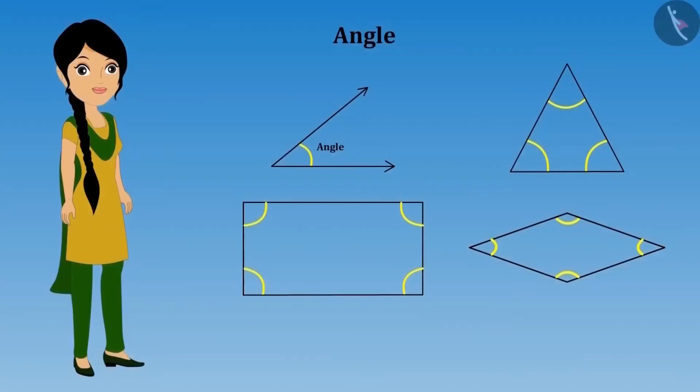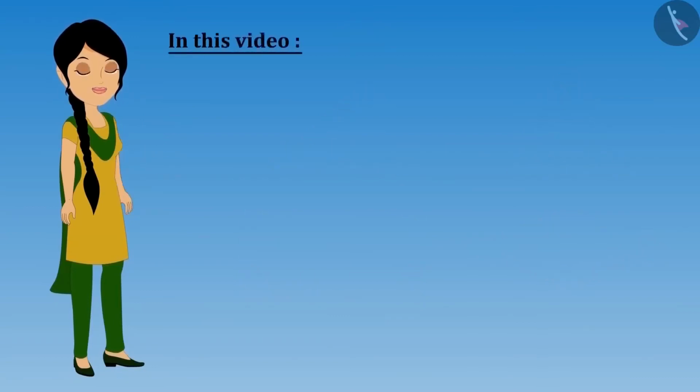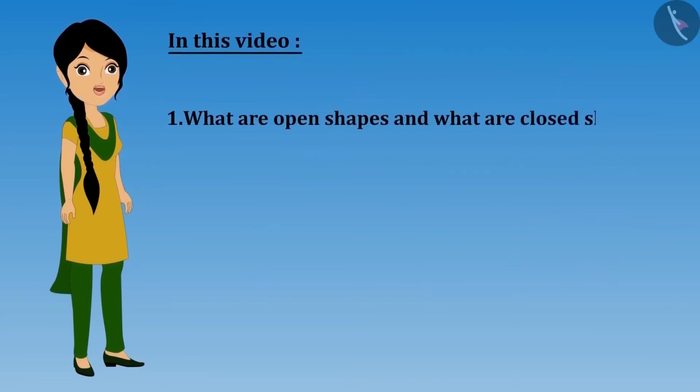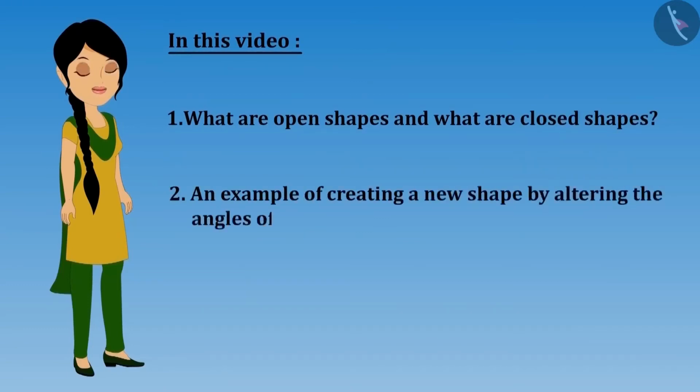Hello friends, in the previous video, we have learned about angles along with Riva and Meena. In this video, we will learn what are open shapes and closed shapes. And we will see an example of creating a new shape by altering the angles of the existing shape.